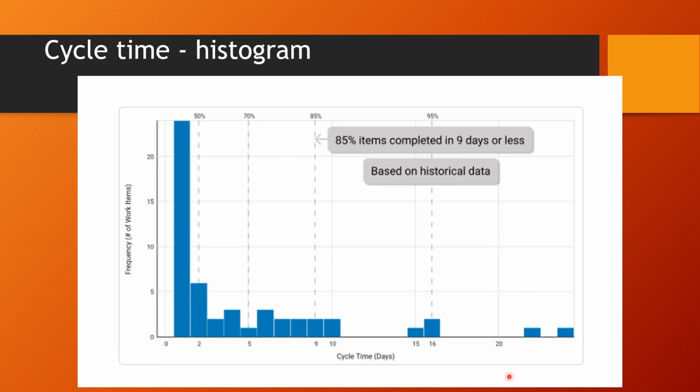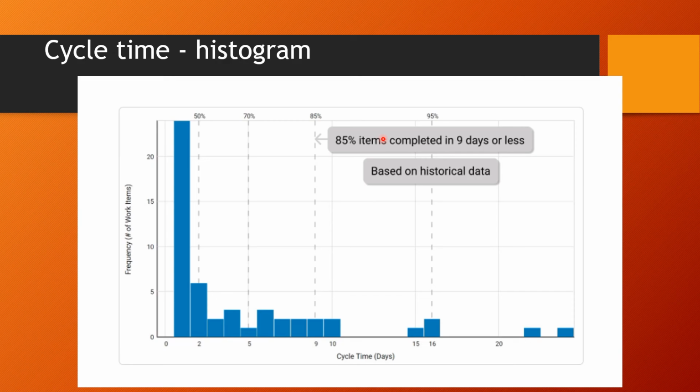So if you put that in a histogram, it tells you that 85% of the items completed in 9 days or less, right? Based on the historical data, it gives an idea that 85% of the items completed in 9 days or less. So what it means to you is, if 100 items come to you, at least 85% of the items will be completed in 9 days or less.